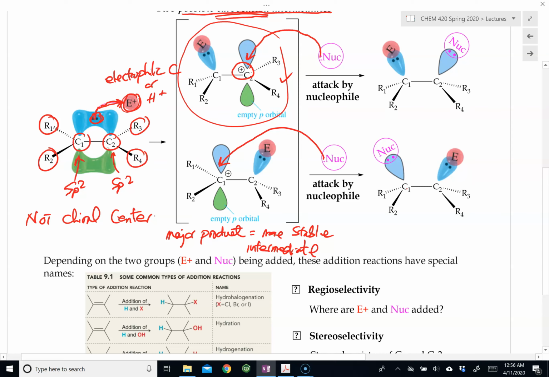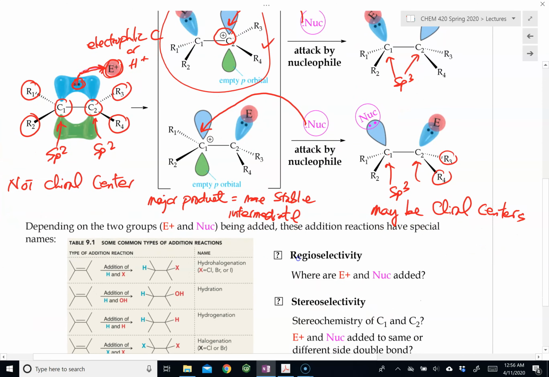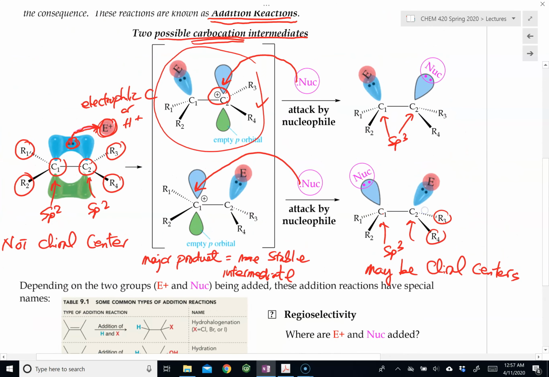But as the reaction proceeds to produce this product over here, we can notice that both C1 and C2 have now changed into sp3, and now they may become chiral centers. So C1 and C2 here, again dependent on what these groups are, may or may not be chiral centers, but they're both sp3, so they may be chiral centers. So that is the overall big view of all of these addition reactions of alkenes.